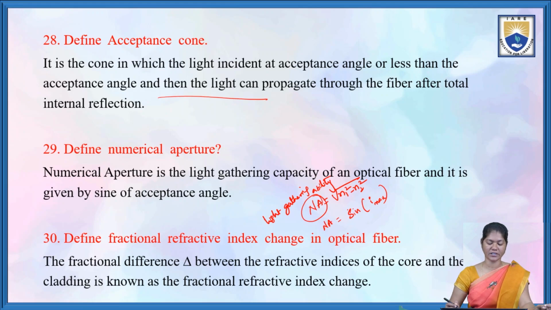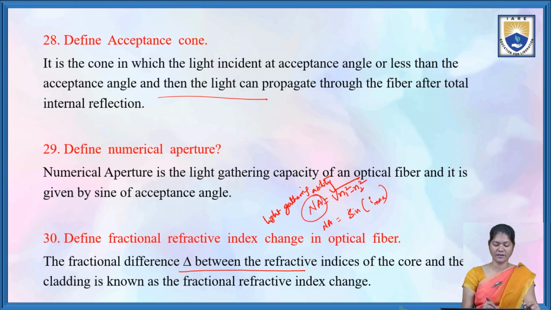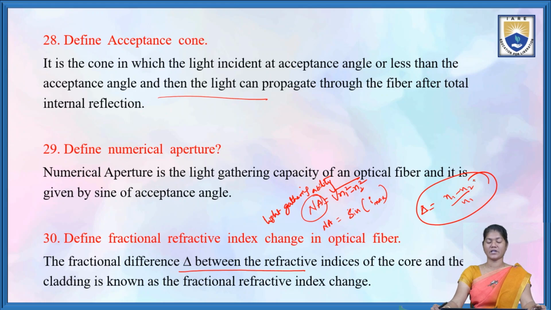Define fractional refractive index change in optical fiber. The fractional difference delta between the refractive indices of the core and the cladding is known as the fractional refractive index change, that is delta, equal to n1 minus n2 by n1. So the fractional difference between the refractive indices of core and cladding is known as fractional index change.